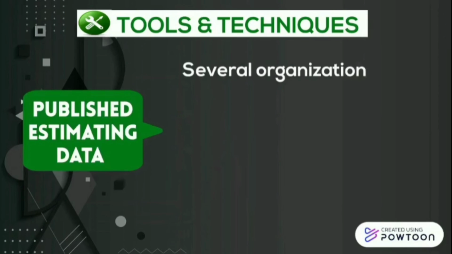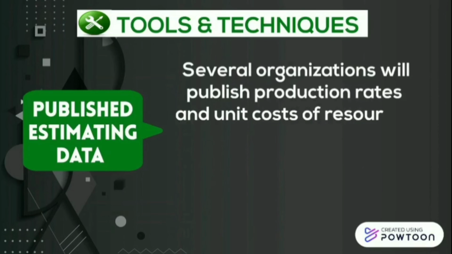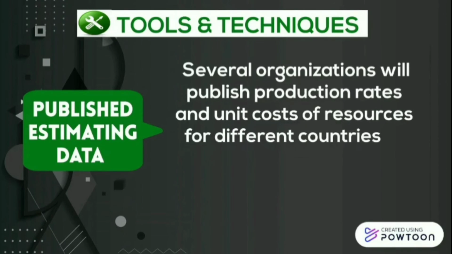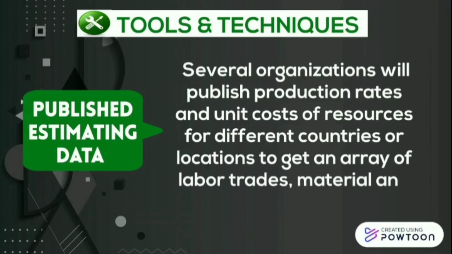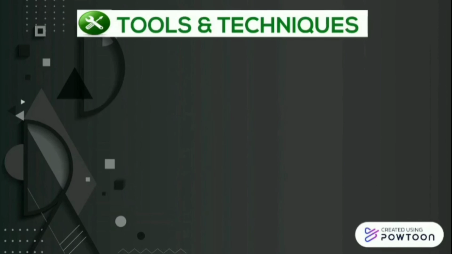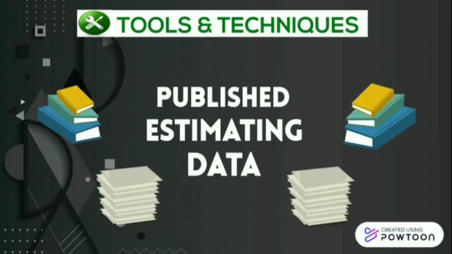Published estimating data. Several organizations will publish production rates and unit costs of resources for different countries or locations to get an array of labor trades, material, and equipment. Published estimating data is something that project managers in a lot of industries use to help them figure out how many resources they need. They rely on articles, books, journals, and periodicals that collect, analyze, and publish data from other people's projects.